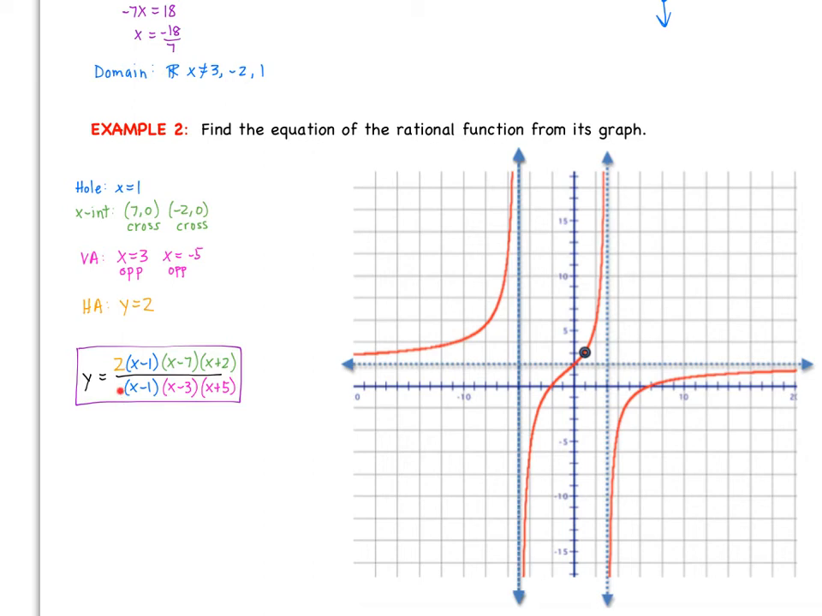So here is the equation in factored form of this rational function. This is a possible equation. We could get more precise, but this is as good as we need for now.